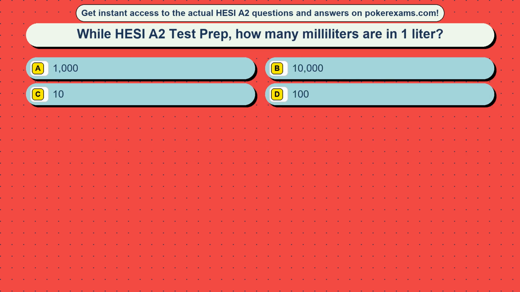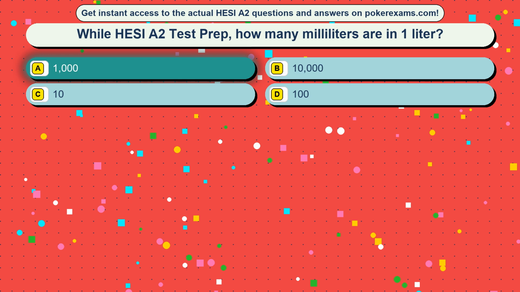Question 47. While HESI A2 Test Prep: How many milliliters are in 1 liter? Option A, 1000. Option B, 10,000. Option C, 10. Option D, 100. The correct answer is option A, 1000.